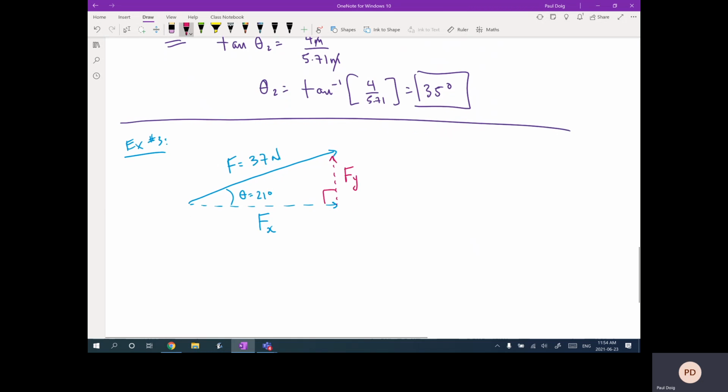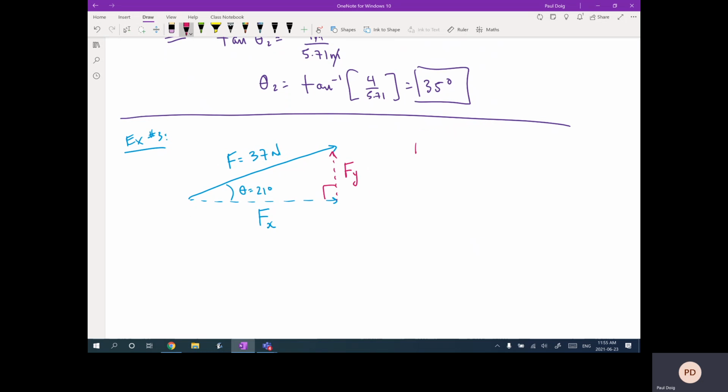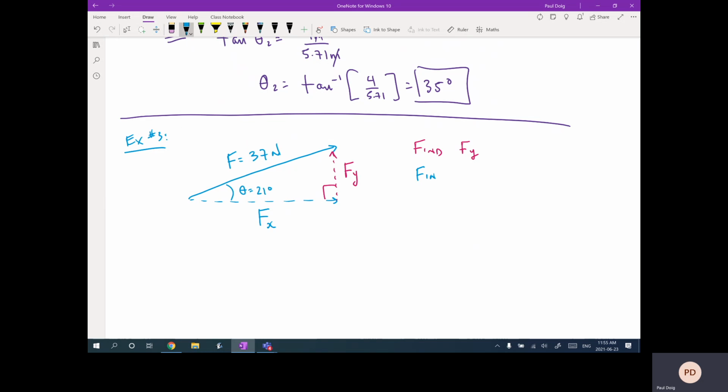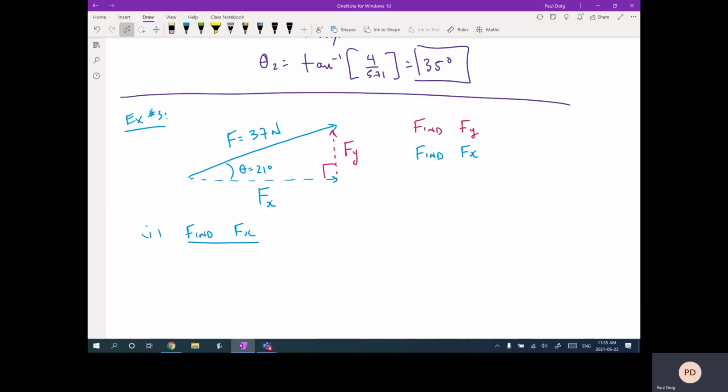So what we can do is say, okay, here's the problem: find the f of y, and please also find the f of x. So that's the problem. First step, for finding f of x, let's look at f of x here. What do I know? I know that I have a hypotenuse, it's 37 newtons long, and there's an angle there of 21 degrees. And f of x is adjacent to that angle of 21 degrees.